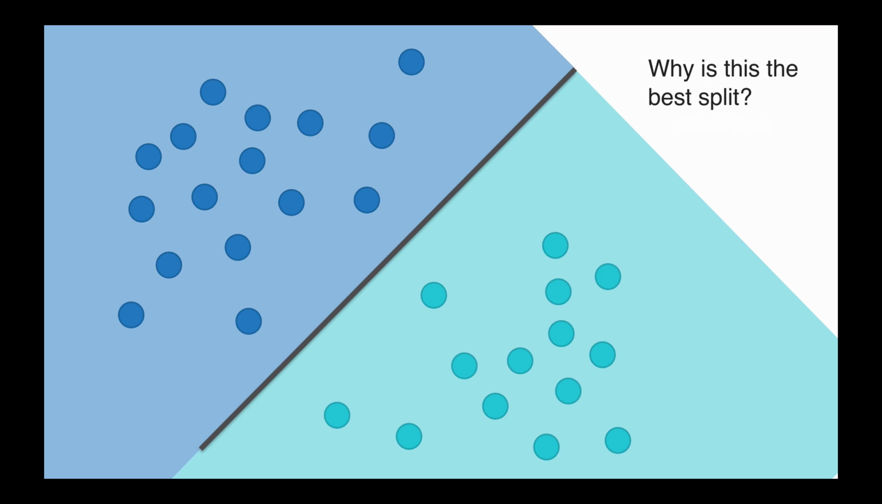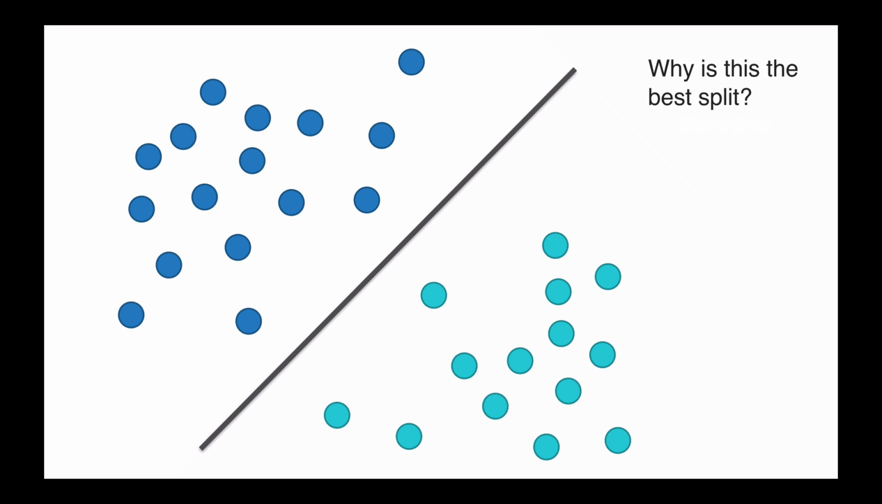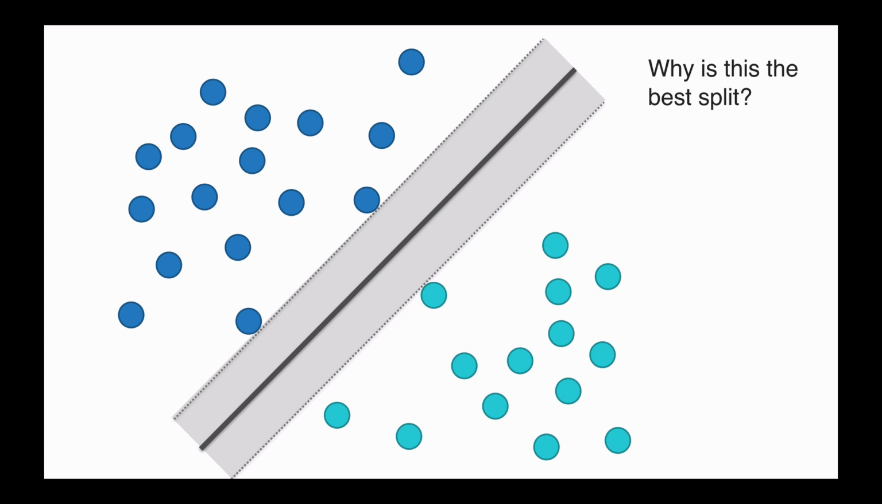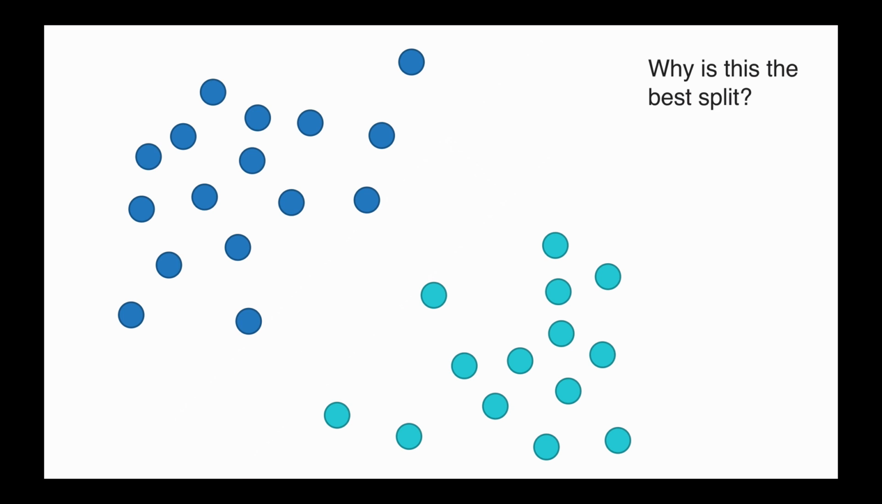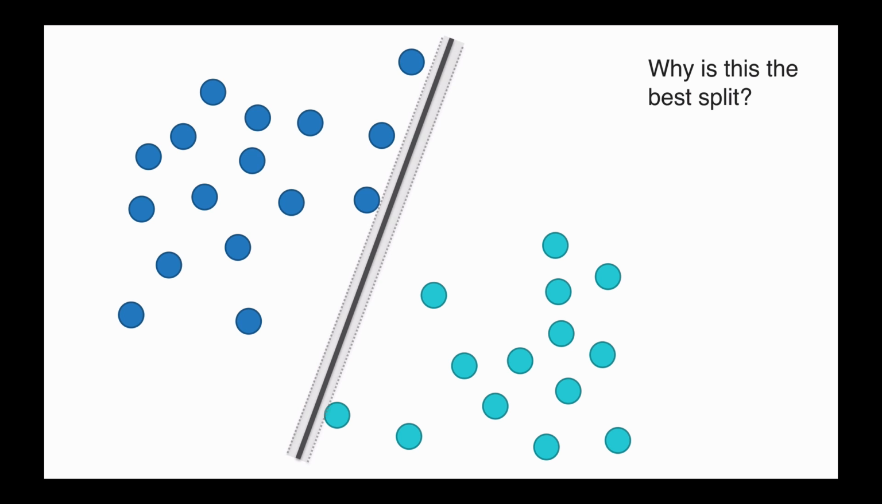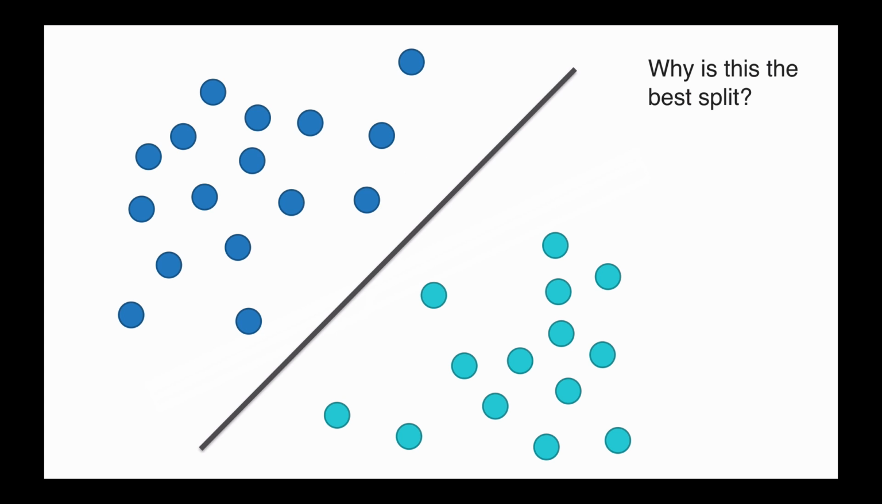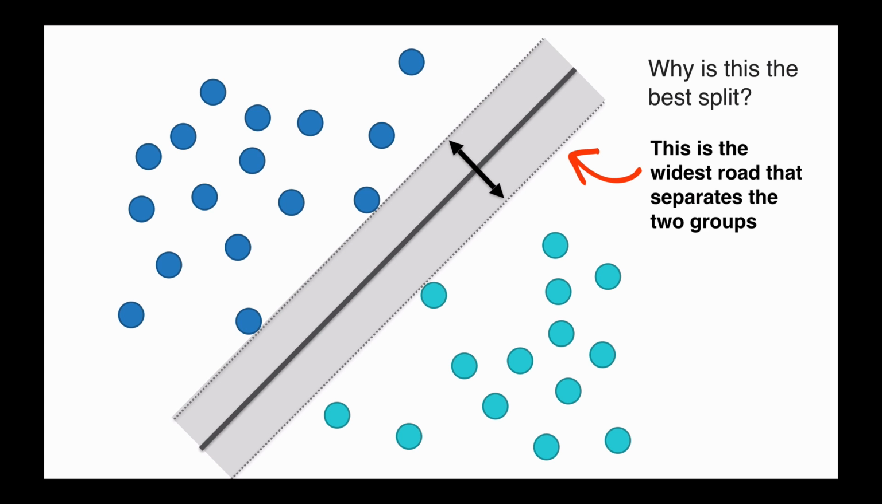So why is this the best split? Well, let's say that that line in the middle there is the median of a road, and that these are the two lanes of the road. In this case, this is the widest road that separates these two groups. If we go back and look at some of those other lines that we had used to split the data, you can see that they create some pretty narrow roads. But this one here is the widest road that separates the two groups.